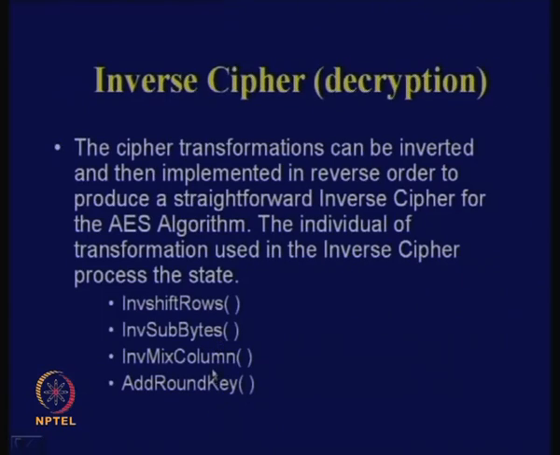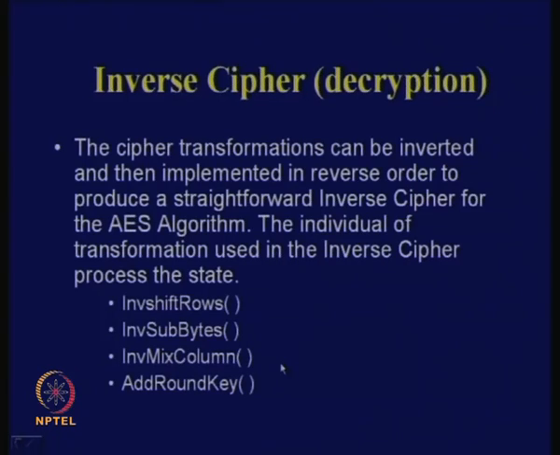Similarly, mix column also, that matrix, the 2, 3, 1, 1 kind of matrix, also has an inverse matrix in the Galois fields. So we can do an inverse mix column as well. And add round key is a self-inverse operator. So the cipher transformations can be inverted and then implemented in reverse order.